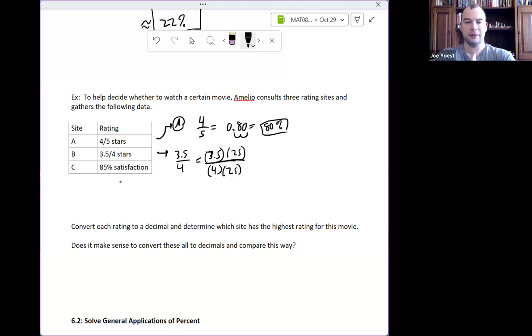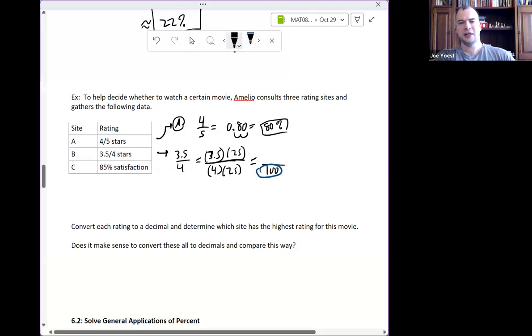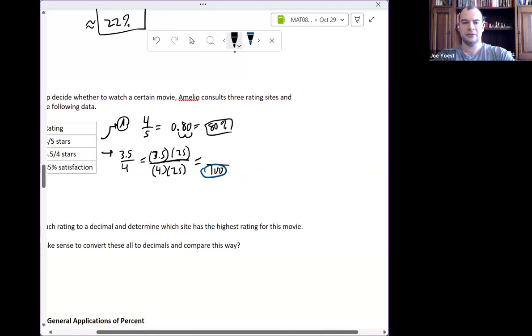If I do it in the denominator, I better do it in the numerator as well. So multiplying top and bottom by 25 gives me an equivalent fraction. In the denominator, 4 times 25 is 100. And again, I want to protect this 100 in the bottom here. That's going to end up being my percent sign, so I don't want to do anything that would get rid of it. And now I can multiply 25 by 3.5. I usually would rather multiply than divide if I had the choice.